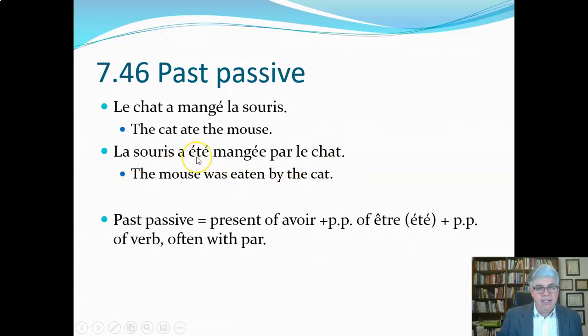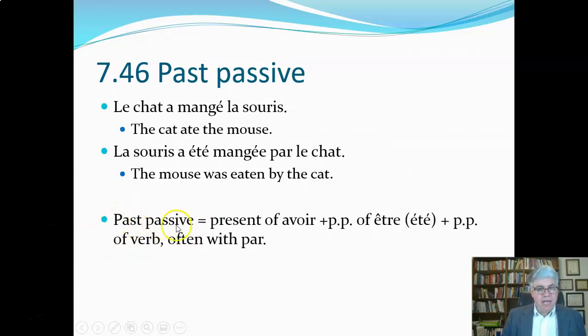So this a été can be translated was. It can also be translated as has been. The mouse has been eaten by the cat. And we don't need to have the par le chat. We can leave that off. If I want to just say that the mouse was eaten, I don't want to hurt the cat's feelings, I could just say the mouse was eaten. I don't have to mention who ate him.